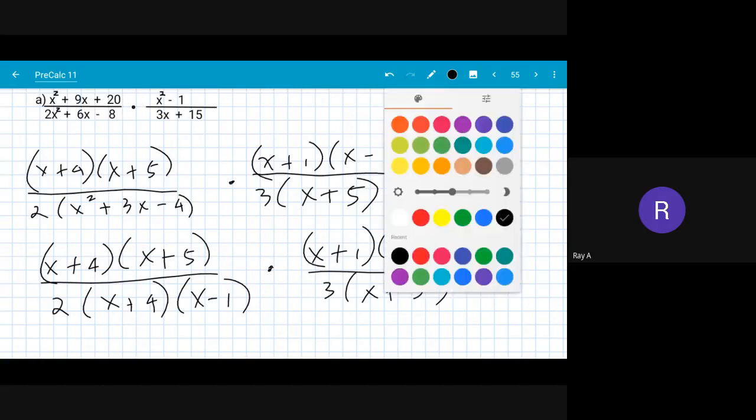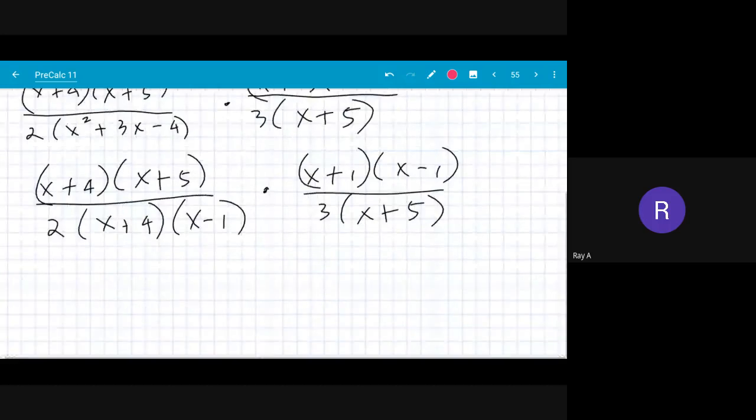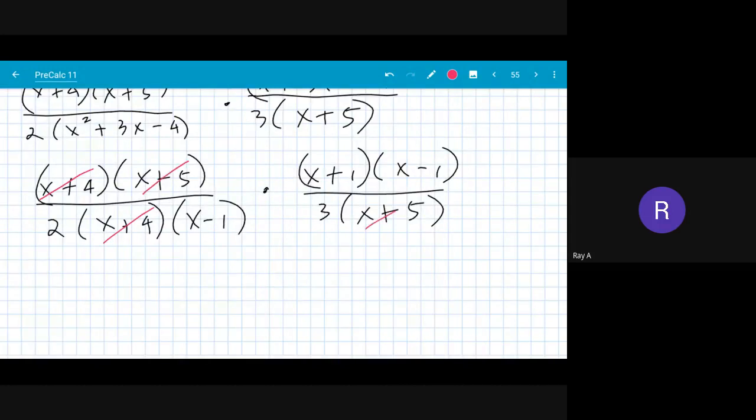So let's begin canceling factors here. Do we have an x plus 4 somewhere? Yes, this one and this one cancels out. Do we have an x plus 5 somewhere? This x plus 5 cancels out with this x plus 5. Okay? This x minus 1 cancels out with this x minus 1.